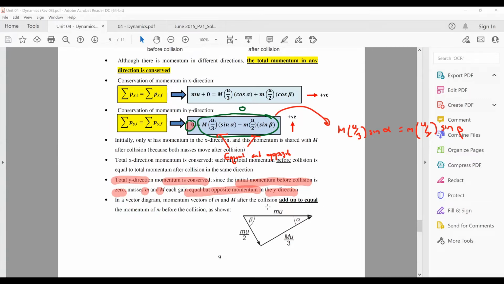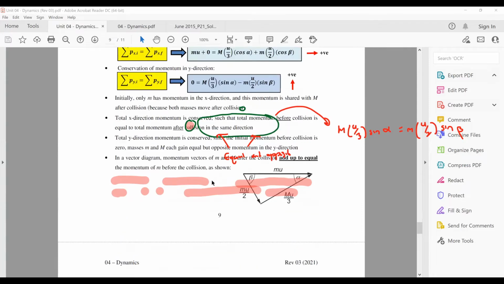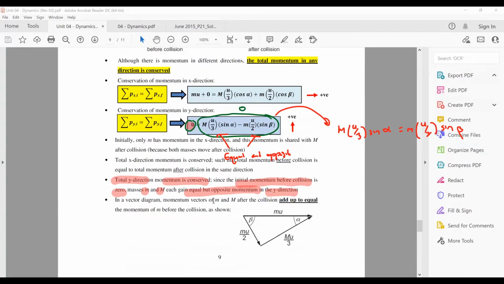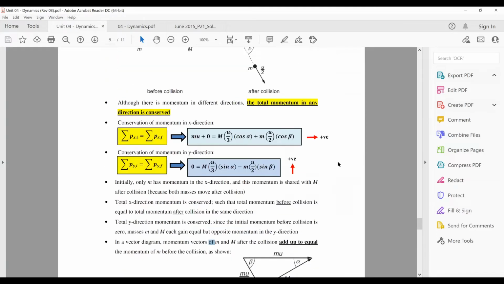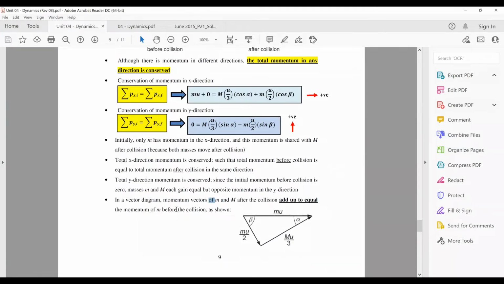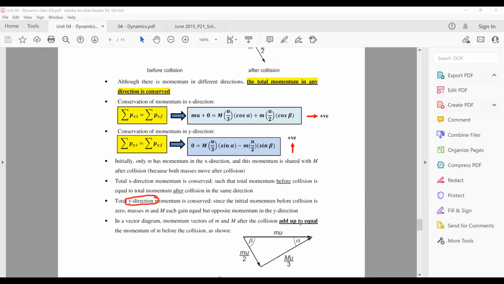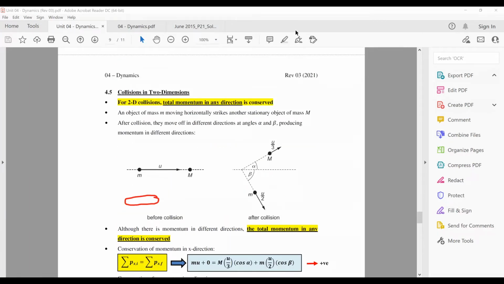That's what this statement here is talking about. All right, so this is one part. Now, in a vector diagram, momentum vectors of small m and big M after collision add up to equal the momentum before the collision as shown. Now this is something else. I'm talking about if they are in vector diagram form. Maybe it will be easier if I show you this.